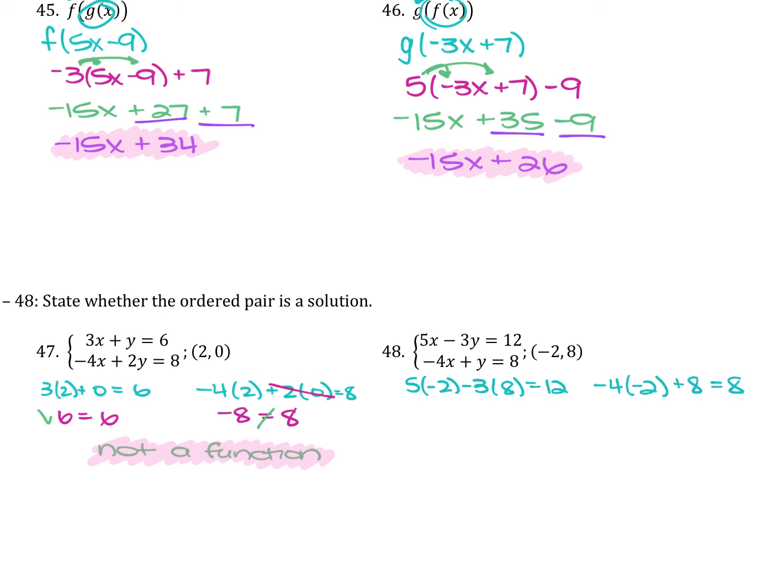For the 5 times negative 2, that's going to give us negative 10. The negative 3 times 8 is negative 24. Negative 10 minus 24 is negative 34. And that is not equal to 12. This should be 12, and then this is 12 as well. So this one is not equal to 12. This one would be not a solution as well. So this is your answer for this one. The one before it should have been not a solution.